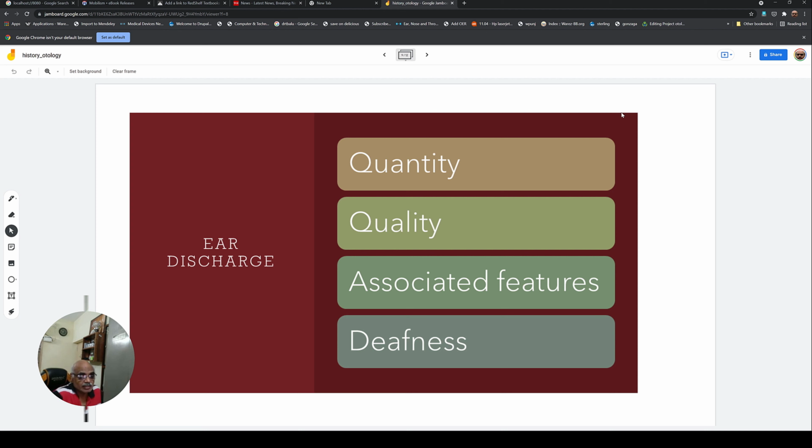Then associated features along with the discharge: the patient should be directly questioned about whether this discharge was preceded by an episode of pain or followed by an episode of pain. Invariably, if the discharge is preceded by an episode of pain, it could have happened following acute otitis media. If the discharge is followed by pain, it can be due to associated otitis externa, because patients have a tendency to use earbuds to clear the external auditory canal of the discharge.